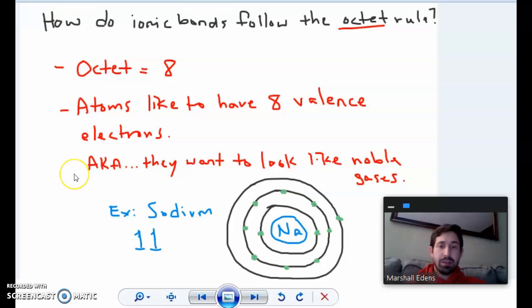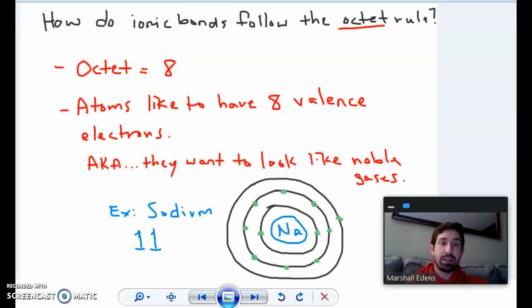All right, hi everybody. Just want to make sure that you understand the ionic bonds work that you all did yesterday, and specifically that you can answer that exit ticket question: how do ionic bonds follow the octet rule? To do that successfully, you needed to have understood what the octet rule is, and then how ionic bonds are a strategy for atoms to achieve the octet rule.